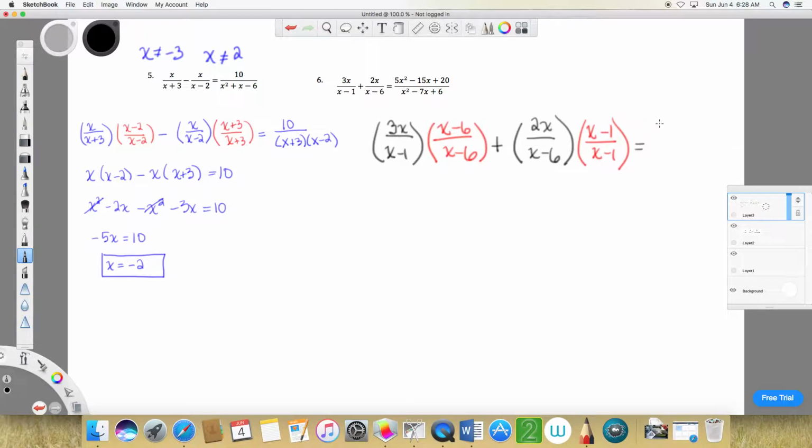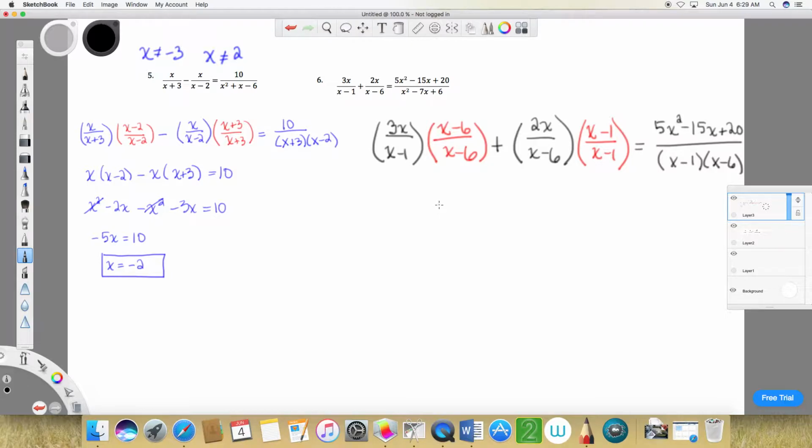So on the right-hand side, I have 5x squared minus 15x plus 20. And in the denominator, we've already made the comment that this factors to x minus 1 and x minus 6.